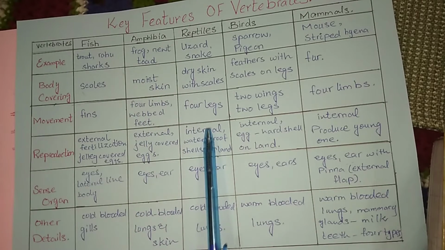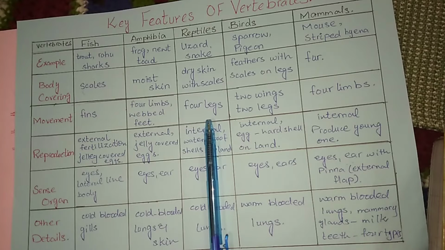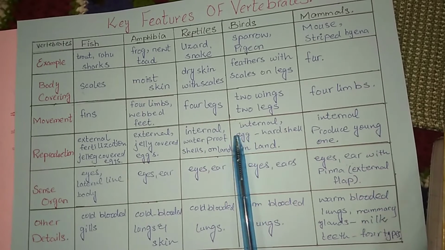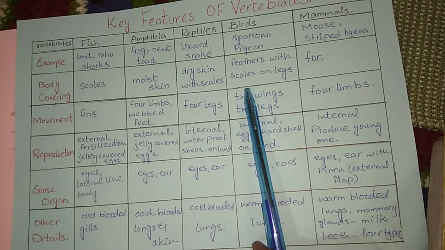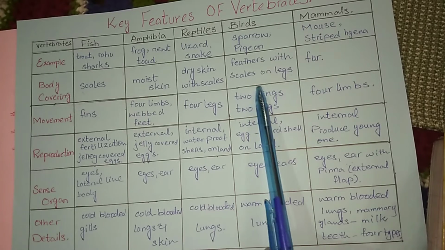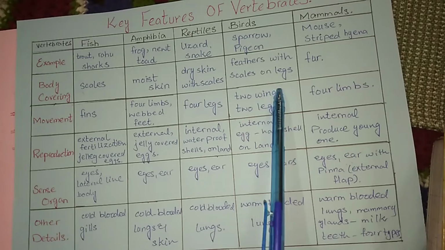Now we talk about the reptiles. They have dry skin with scales. Yes, reptiles have a dry upper skin with scales. Birds have feathers with scales on their legs or claws. They possess claws with scales on them, and feathers on their whole body.